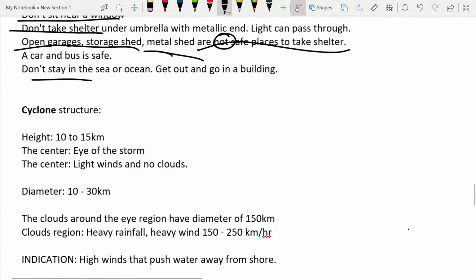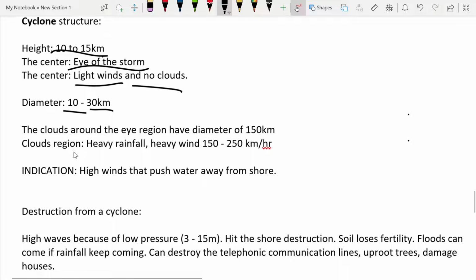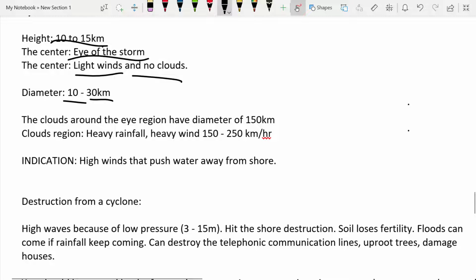Now, cyclone structure. We discussed the cyclone above, but we're just going to discuss a little bit of the structure. The height can range from 10 to 15 kilometers. The center is known as the eye of the storm. The center has light winds and no clouds. The diameter of the cyclone can be 10 to 30 kilometers. The clouds around the eye region have a diameter of 150 kilometers. Cloud regions have heavy rainfall and heavy wind, 150 to 250 kilometers per hour.